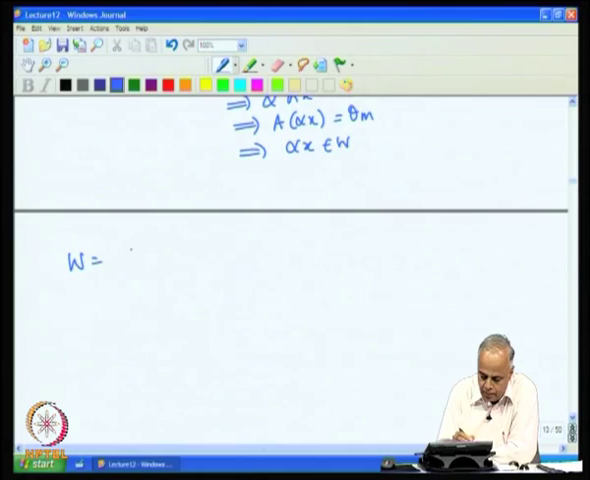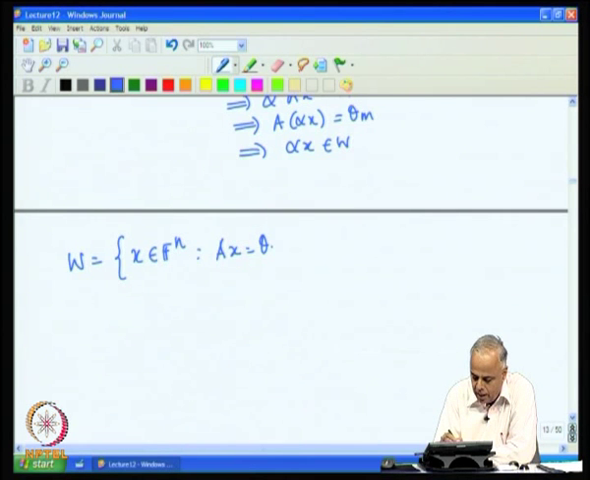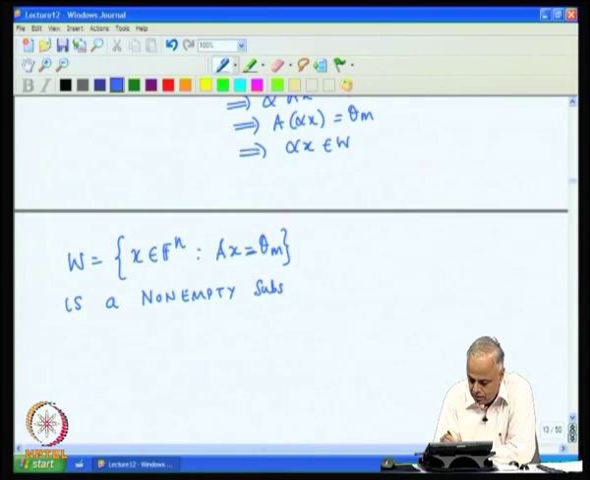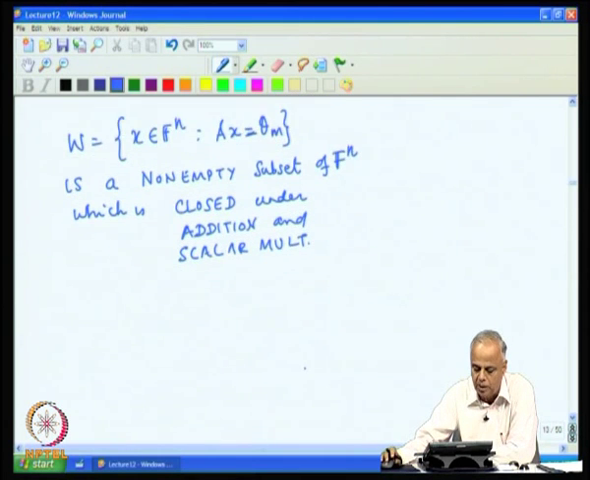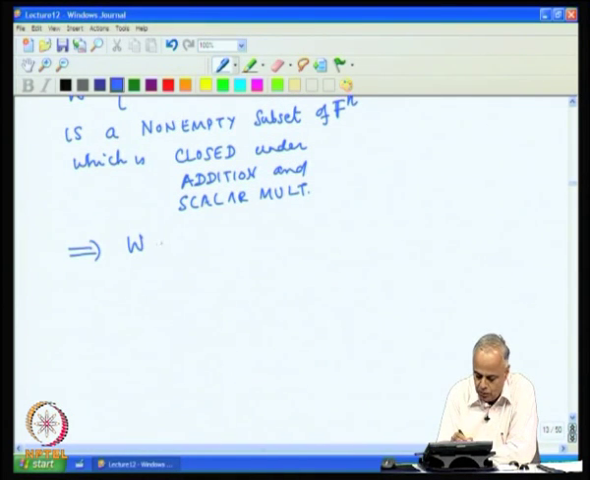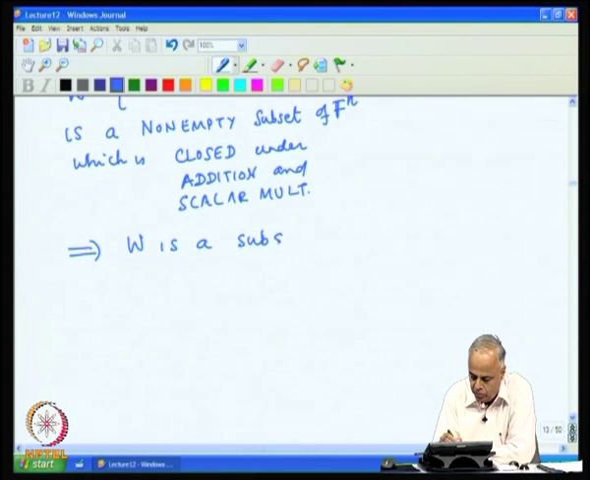So, W is equal to the set of all x in F n such that A x equal to theta m is a non-empty subset of F n which is closed under addition and scalar multiplication, and that is what qualifies something to be a subspace of F n, which implies W is a subspace of F n.